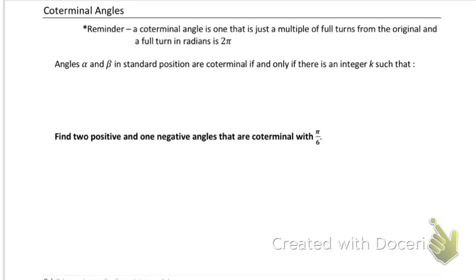Reminder, a coterminal angle is one that is just a multiple of full turns from the original, and a full turn in radians is 2 pi. In other words, when I told you about coterminal angles yesterday, I kept stressing 360.